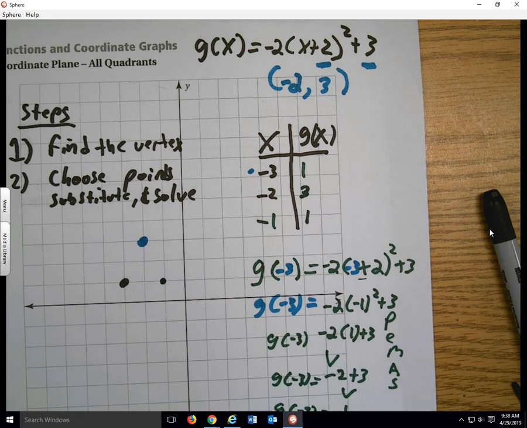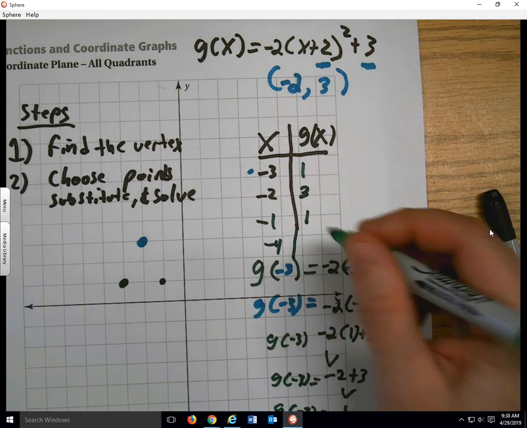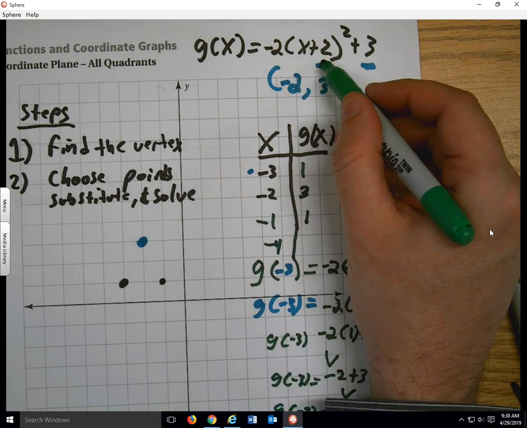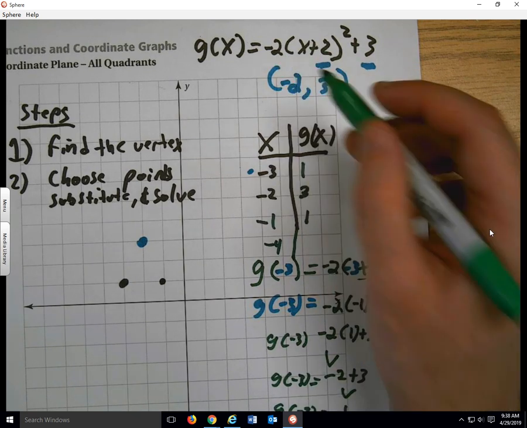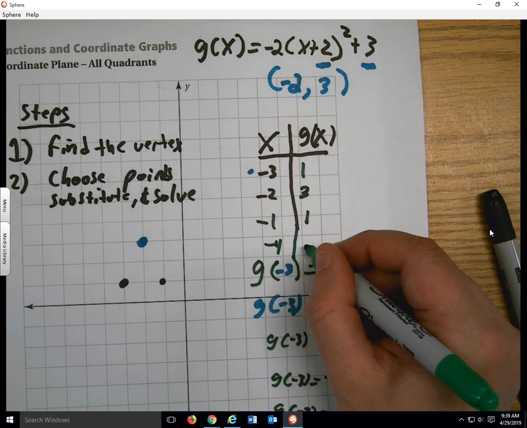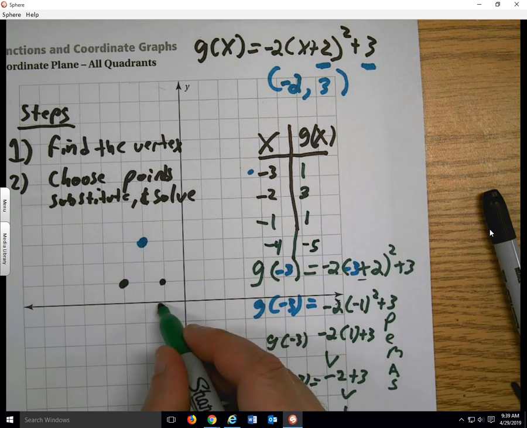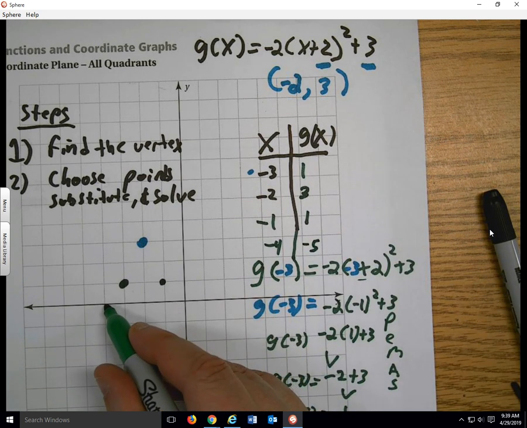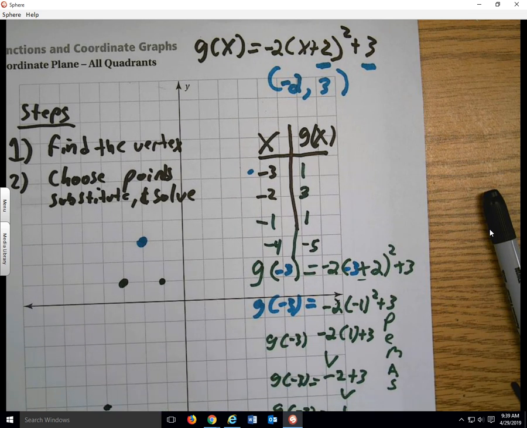Okay, so there's something really cool I didn't get to show you because of the numbers I chose. So I'm going to choose one more. I'm going to go out of order and choose -4. Okay, -4 plus 2 would be -2. Squared would be 4. 4 times -2 would be -8. -8 plus 3 would be -5. So if we did -4, we'd have -5. And here's what I wanted to show you.